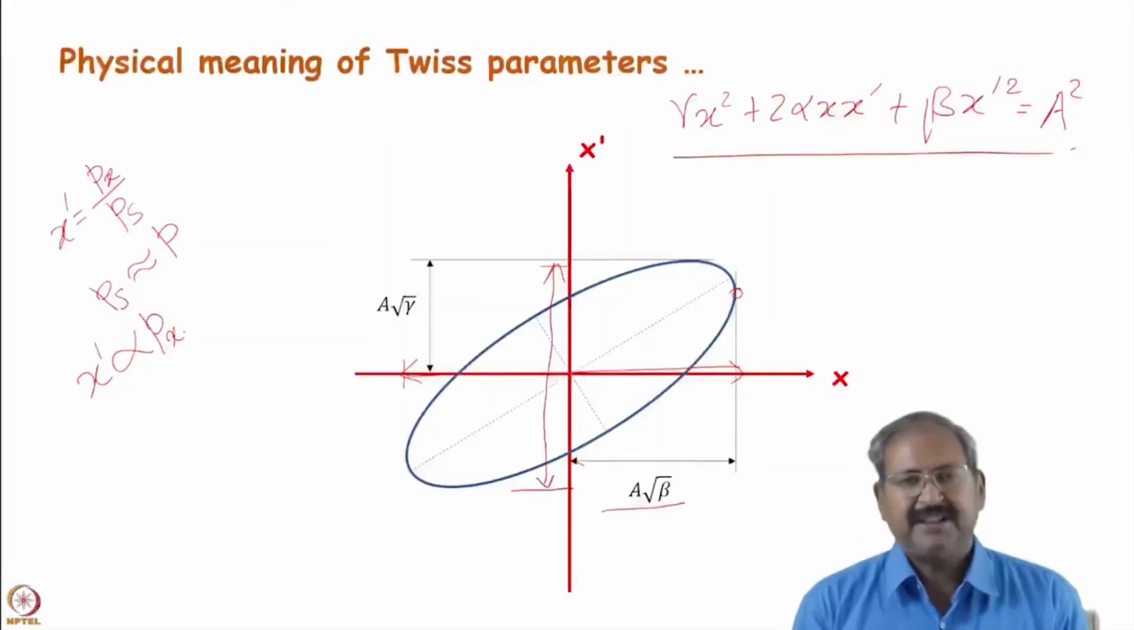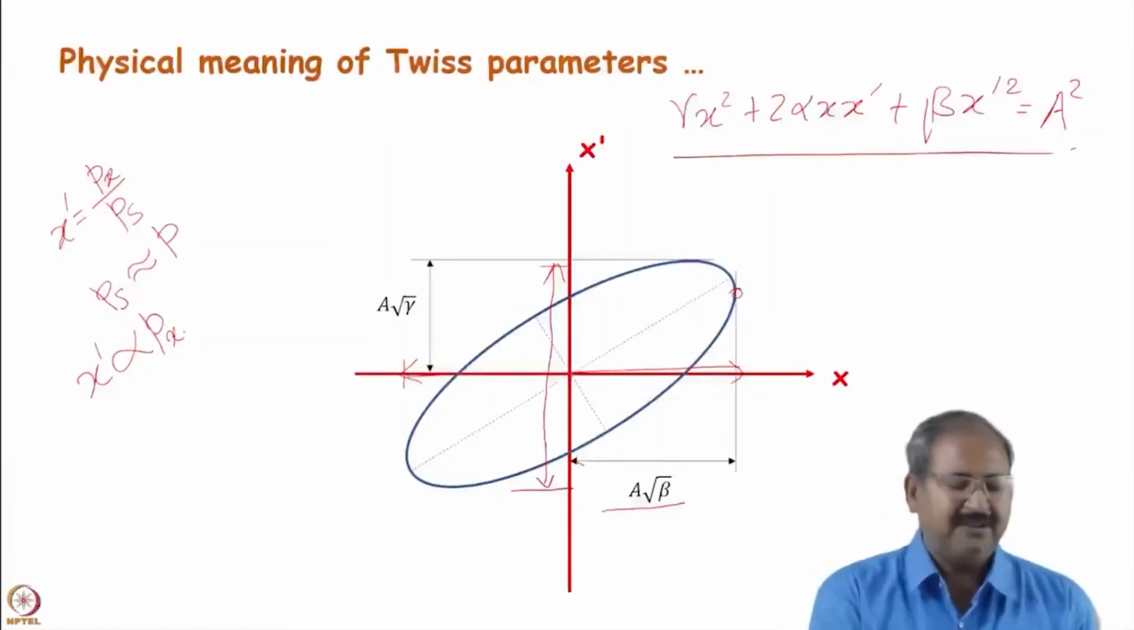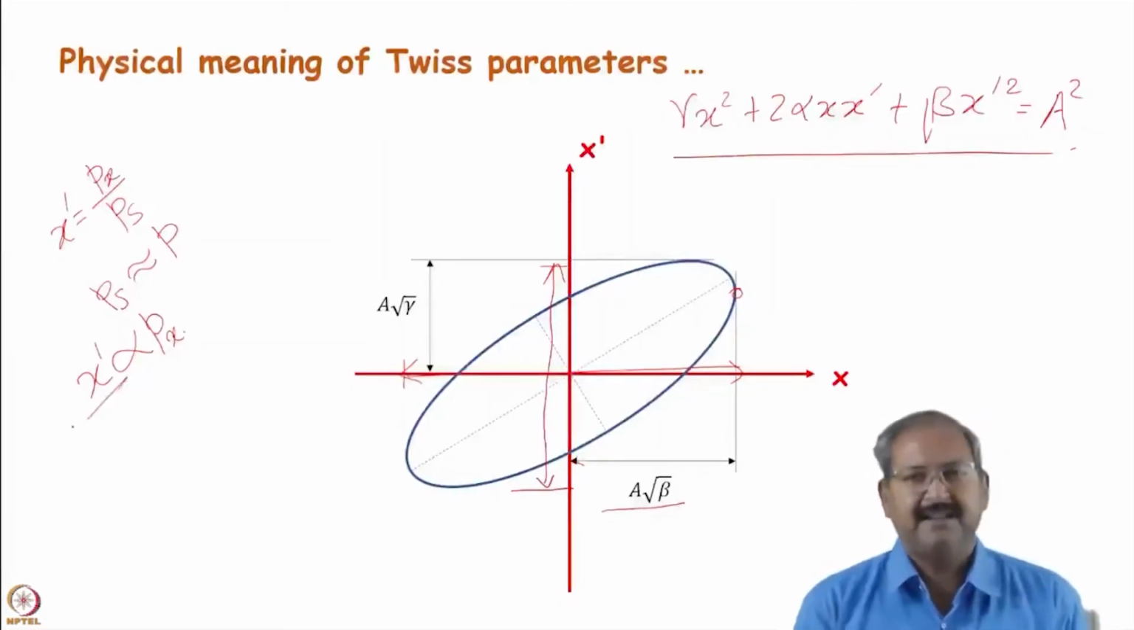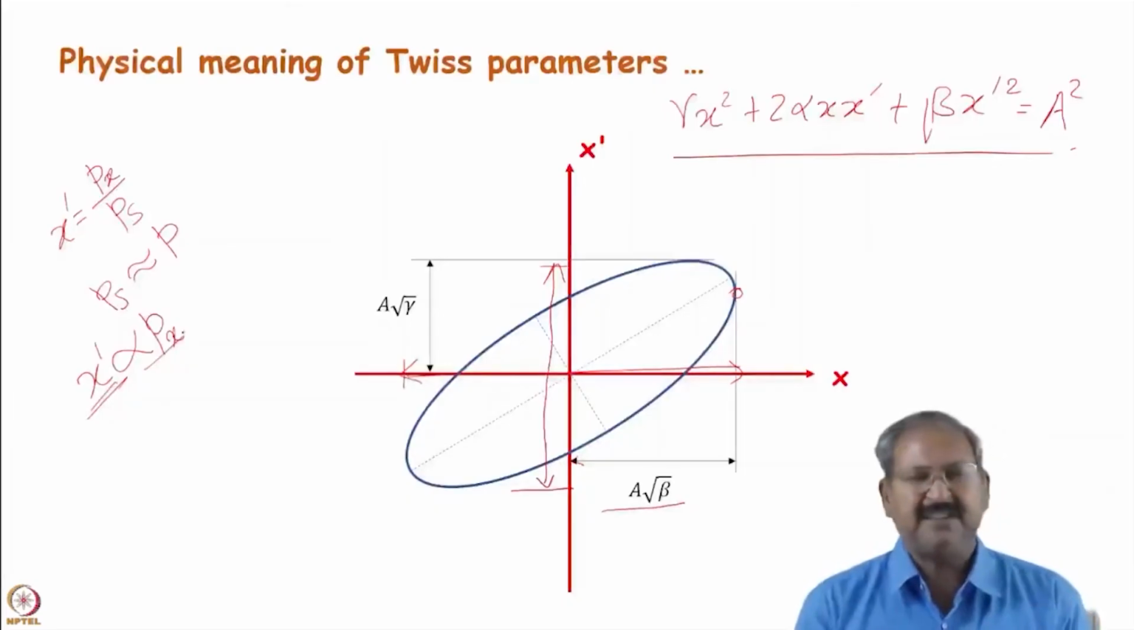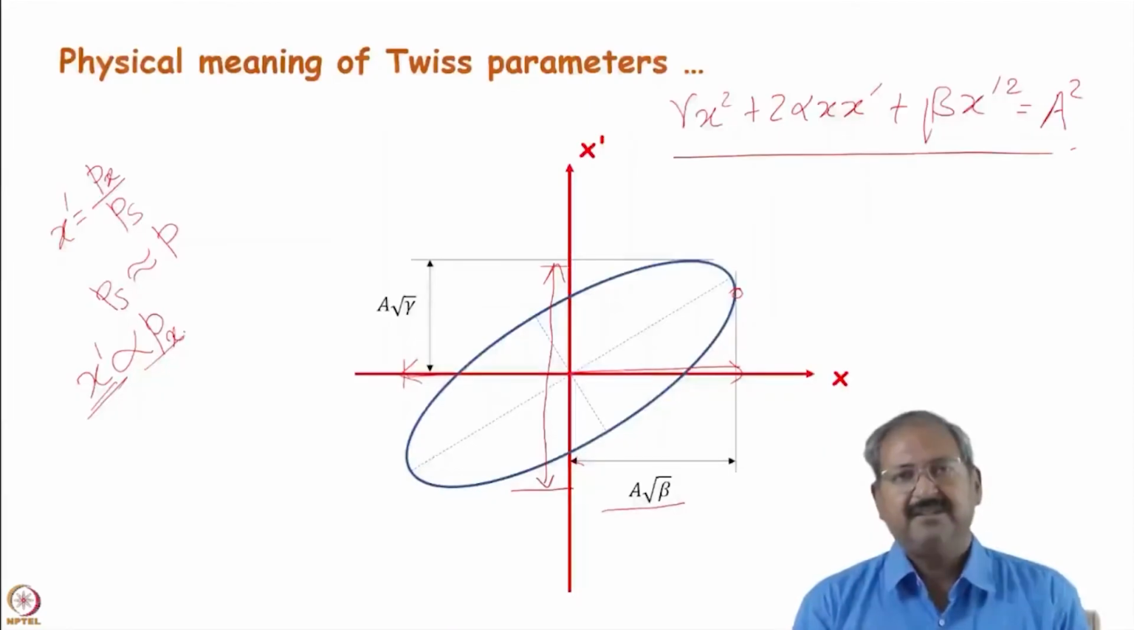So we say that x prime also represents some kind of phase space. It is strictly known as trace space. The space made by x prime is the trace space. However, because x prime is proportional to px, we can loosely say that this is the phase plot or phase space plot. So this is a plot in the phase space. So Liouville's theorem also holds here.